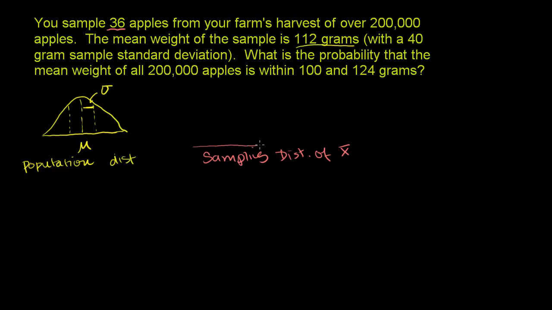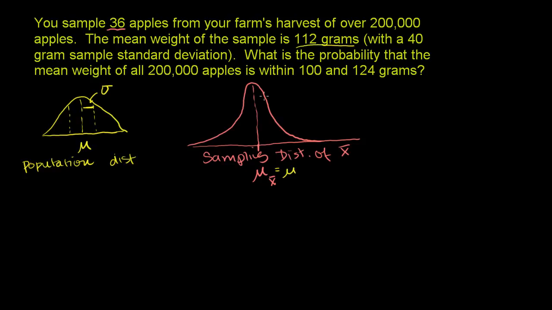I'll try to draw it a little bit bigger since we're probably going to use this one a little bit more. It is going to be pretty close to a normal distribution. It is going to have some mean, and we show that this is the mean of the sampling distribution. And we know that the mean of the sampling distribution, the mean of all of your means, is actually going to be your original population mean. So this is going to be your population mean over here.